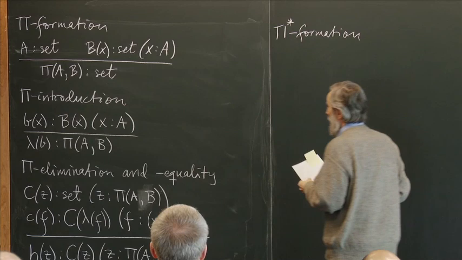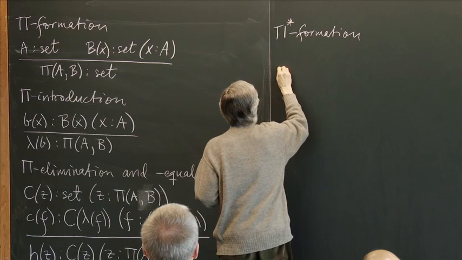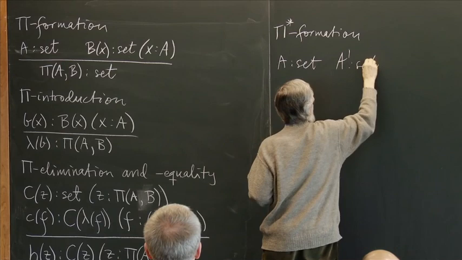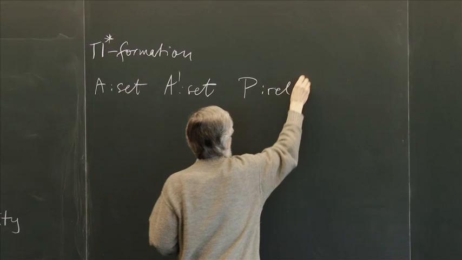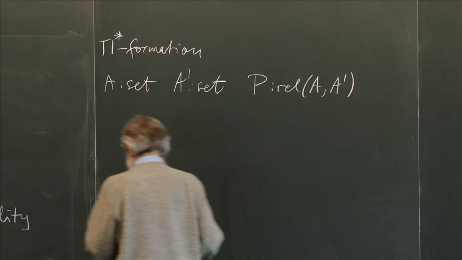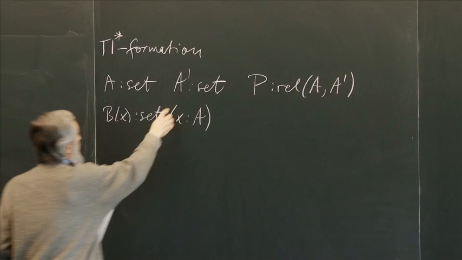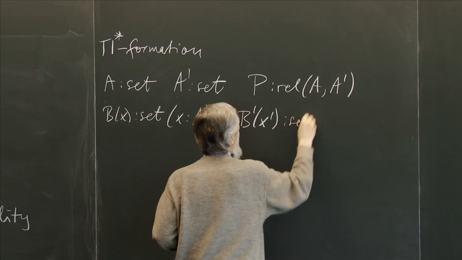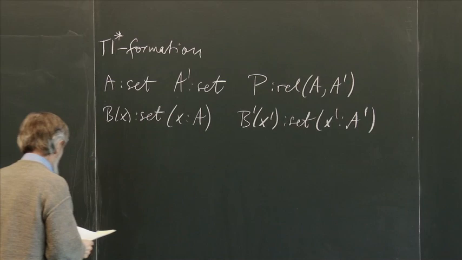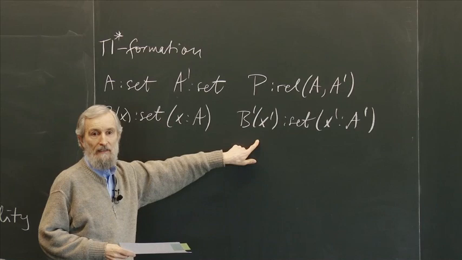And what are these six arguments? Well, first of all, we have two sets. A is a set and A prime is a set. And we have a relation between A and A prime. And secondly, we have a family of sets B of X over A. And we have a family B prime of X prime over A prime. And then we must relate B of X and B prime of X prime.